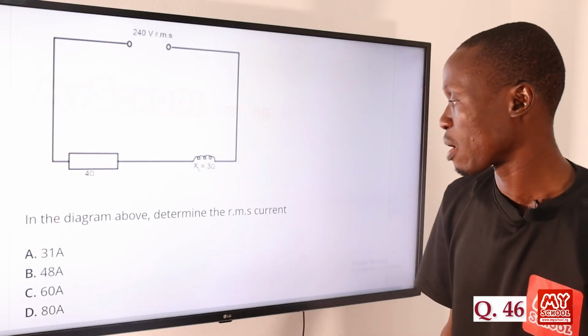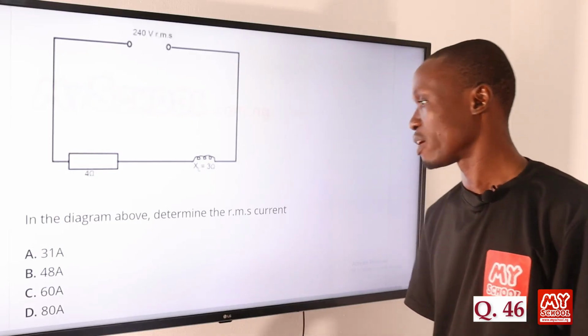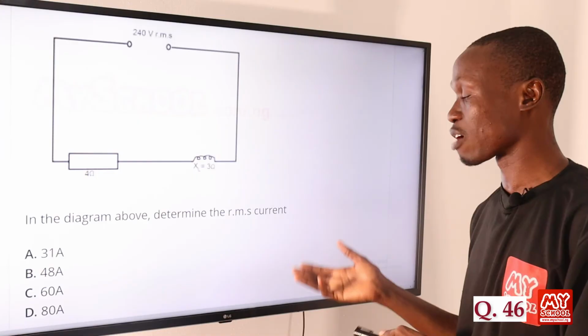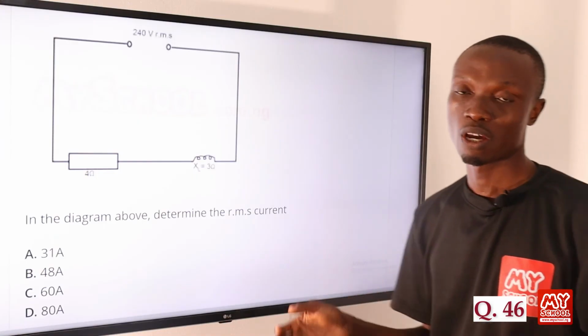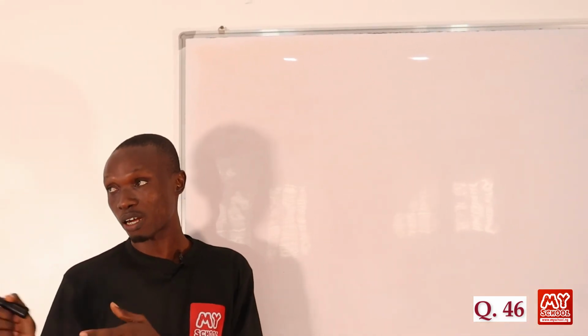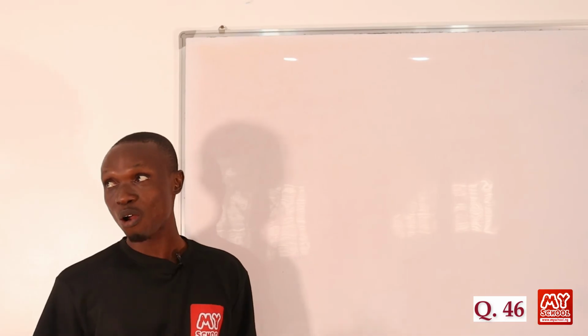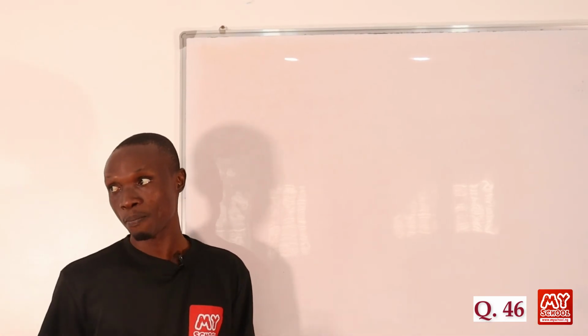wish to share. Question 46. In the diagram above, determine the RMS current. So RMS stands for root mean square current. Okay, so let's move over to the board to provide answer to this question. Remember that what we have on the circuit or the diagram that we have on the board there is an RLC circuit.